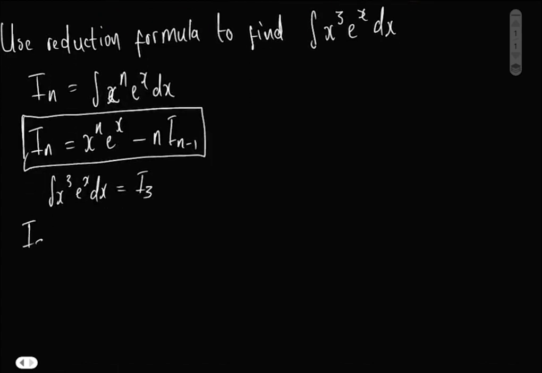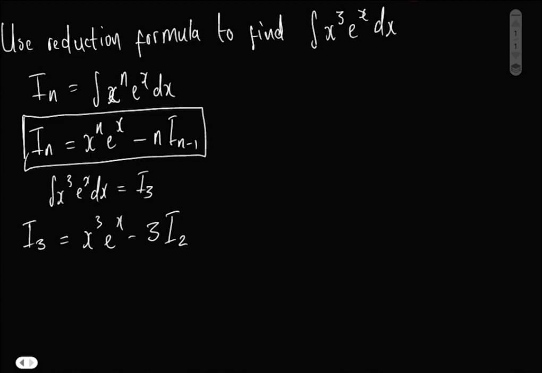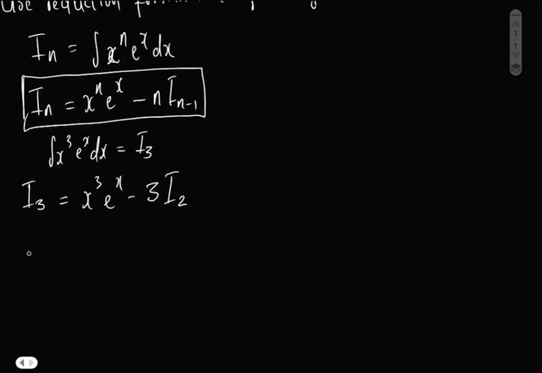Then you say, what is I3? I3 would be, there's 3 for n. Everywhere there's n, you put 3. So it'll be x to the 3, e to the x, minus 3, there's an n, so you put 3 there, times I to the n minus 1. Our n is 3, so this becomes 3 minus 1, which is 2.